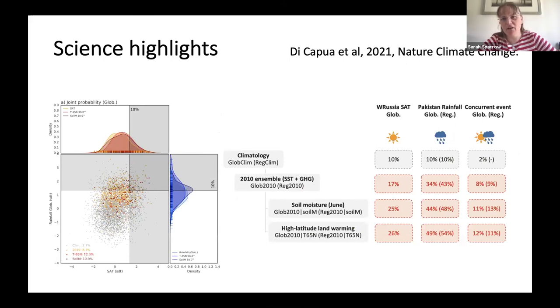Another piece of work, which really shows the strengths of international collaboration, is some work that we did as part of the GOSSAM project. This is work by Georgia De Capua, and we were working with colleagues in Germany, Europe and India to do this, looking at increased temperatures in Russia and heavy rainfall in Pakistan, and then looking at the probability of getting concurrent extreme events. And that's now just been accepted in Nature Climate Change.